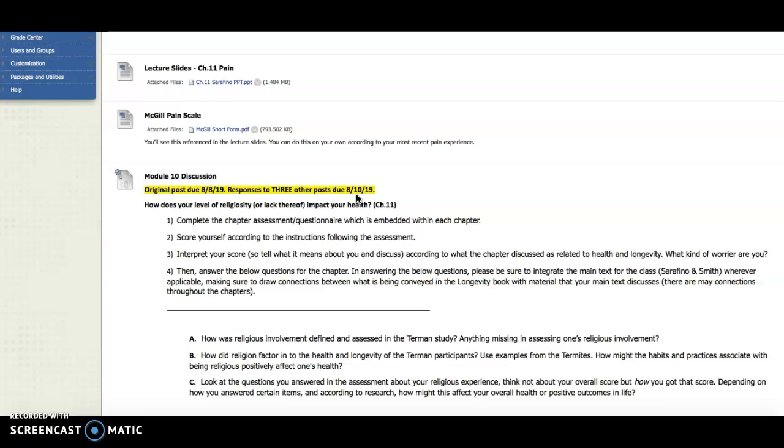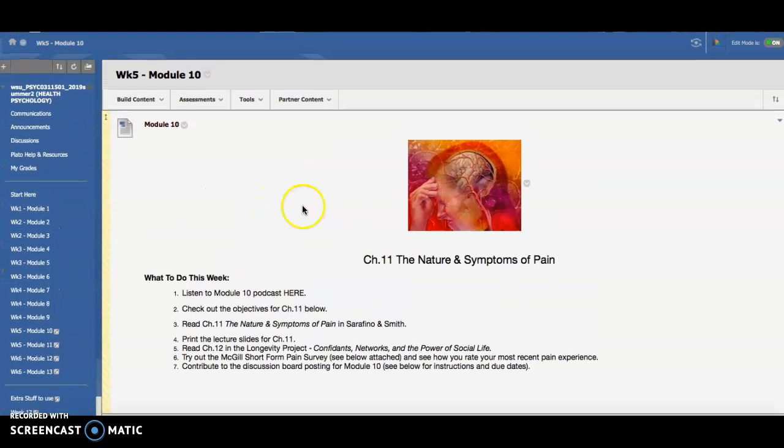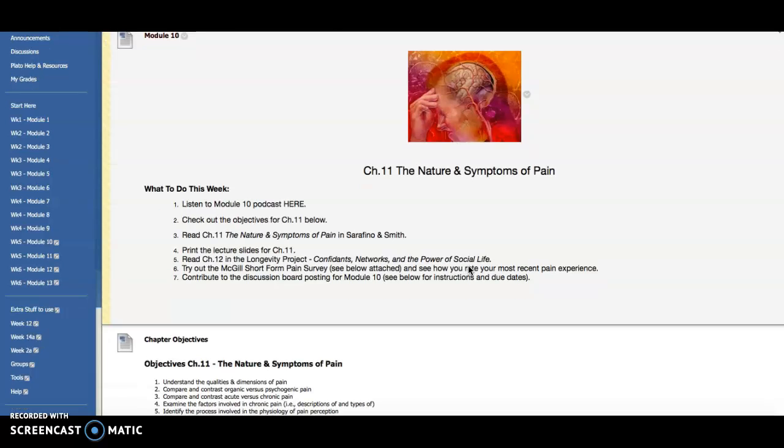So even though, for example, this week the Longevity Project is talking about religion and the main text is talking about pain, I'm just going to throw out a little tidbit. How might religious practices affect someone who's experiencing pain? Could it help? Would it hinder? What might that be like? Is there anything that we can take with us from religion, and not a specific type of religion, but just religion overall, that might help us in our pain symptoms and even pain management? And you're going to see how actually the answer to that is yes.